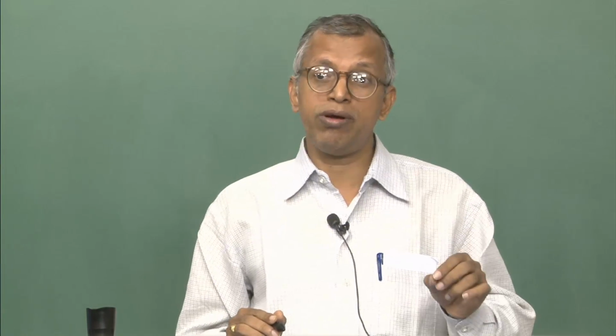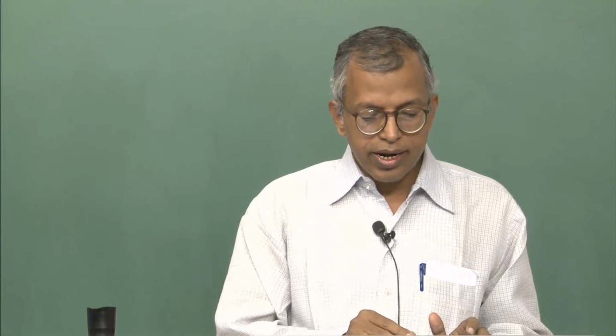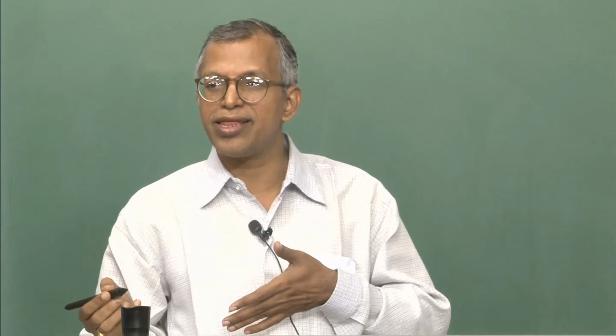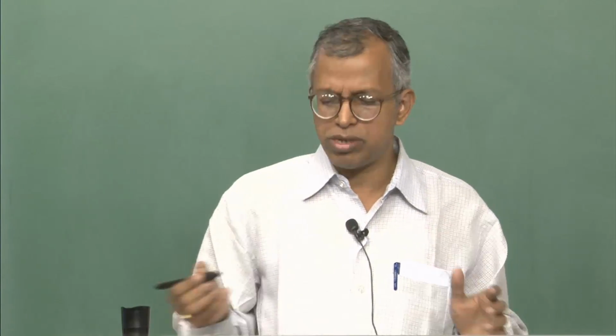So, therefore, we need to assume that, and the critical pressure ratio across the nozzle can be determined by PT13 by Pc. The nozzle efficiency is given and gamma c is given, 1.333, and then you can find out it happens to be 1.92. We had seen in the turbojet also, like these values, if your efficiency is 0.95, you will get that, otherwise it will be a little bit smaller or higher values depending upon the efficiency of the nozzle.